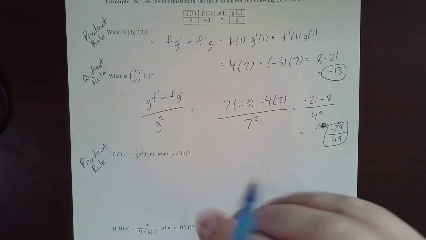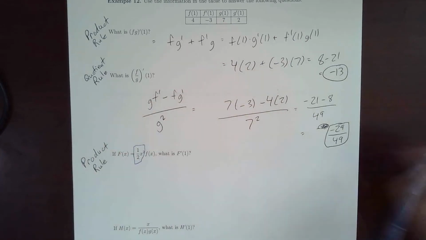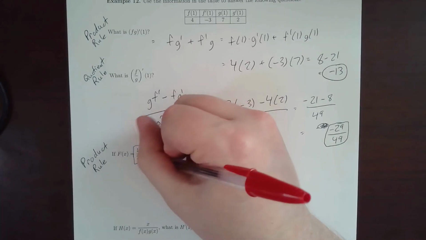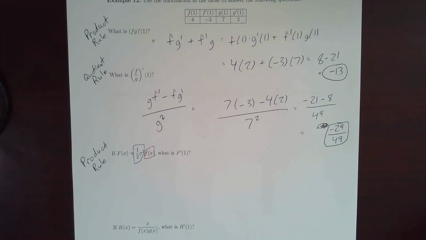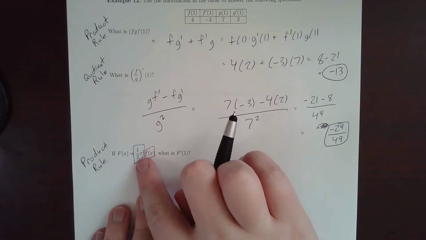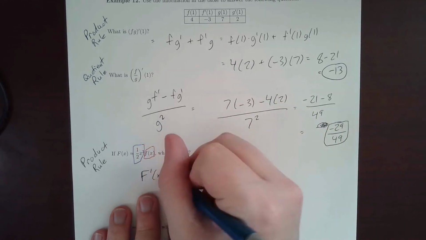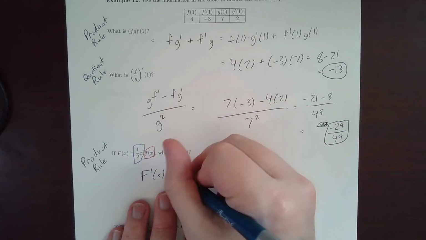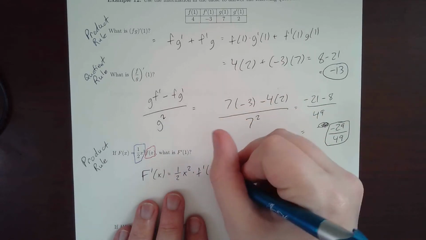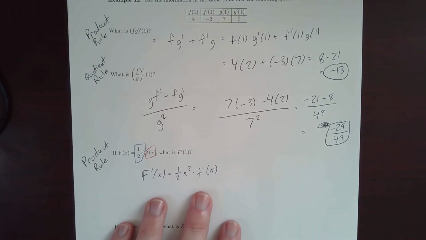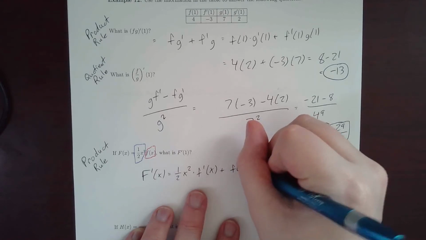So here it'll be important to recognize that we have two functions. This will be one of them, and of course f of x will be the other one. So we'll go ahead and find the first. So this will be the first, 1/2 x squared, times the derivative of the second, so little f prime of x, plus the second times the derivative of the first.